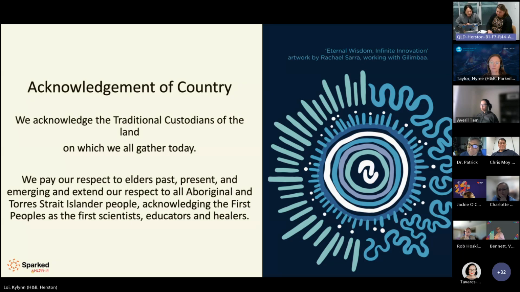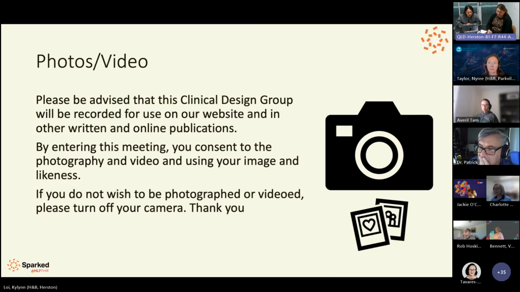Before we start, just wanted to acknowledge the traditional custodians of the land on which we're all gathered today. Here in Brisbane, it's the Yuggera and Turrbal people, and we pay our respects to elders past, present and emerging, and extend our respect to all Aboriginal and Torres Strait Islander people, acknowledging the first people as the first scientists, educators and healers.